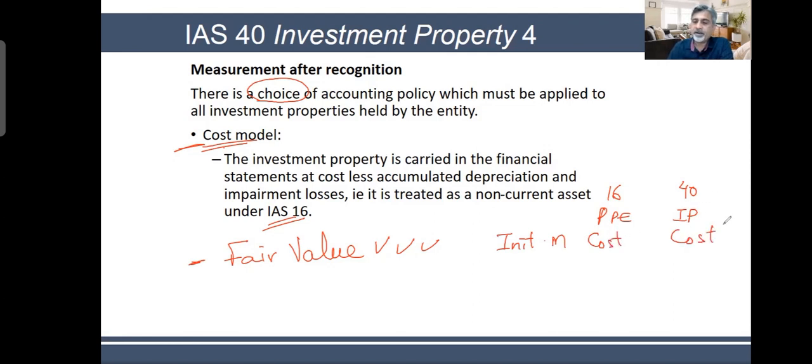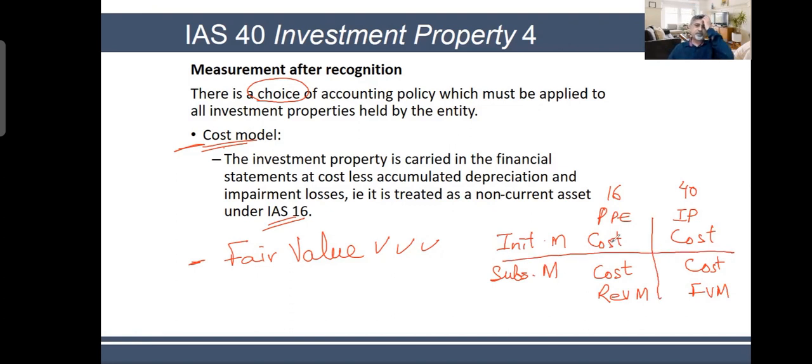Okay. But if you speak about subsequent measurement, then under IAS 16 you have got cost and revaluation model, or under IAS 40 you've got cost or fair value model. Fair value model, we call it FVM. So this is the difference, okay? But what you should remember is that in case of IAS 16, this is cost, I understand in both cases. Here, if you want, you can use cost. If you want, you can use revaluation.